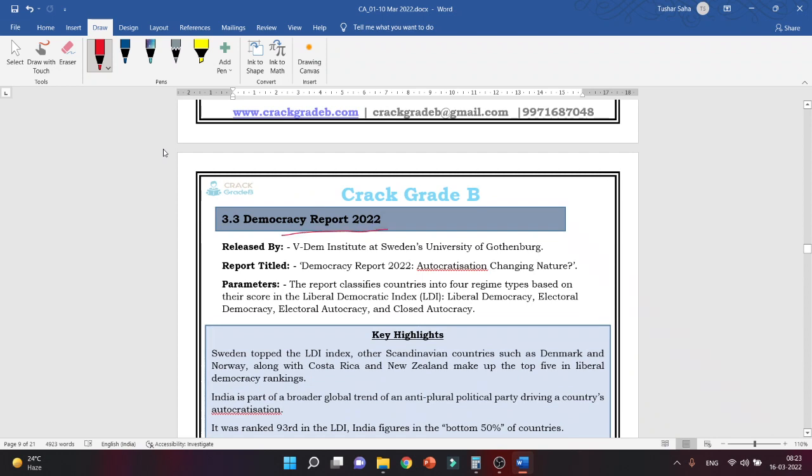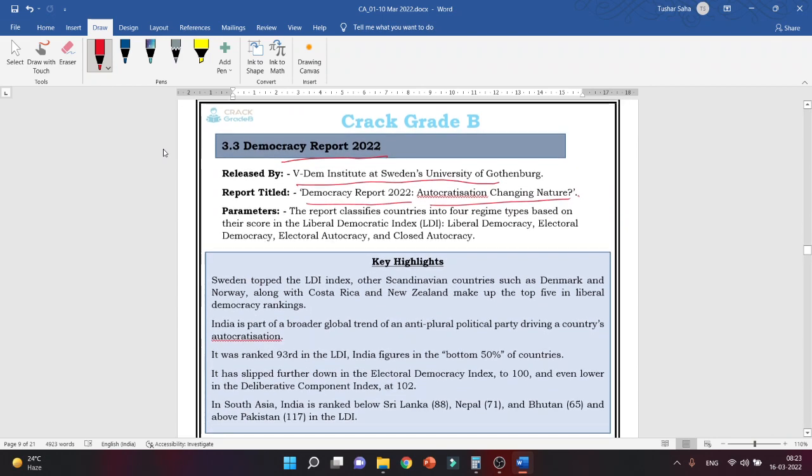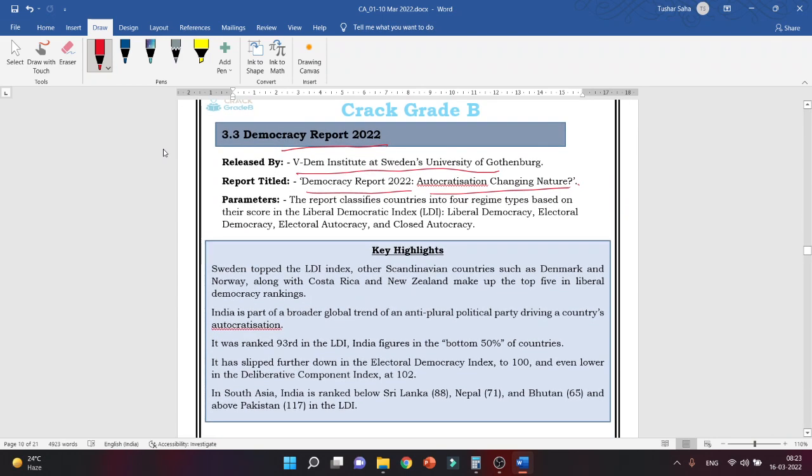Democracy Report 2022. This is very important. This was released by the V-Dem Institute at the University of Gothenburg in Sweden. The title of the report is Democracy Report 2022: Autocratization Changing Nature. The report classifies countries into 4 regimes based on the Liberal Democracy Index: liberal democracy, electoral democracy, electoral autocracy, and closed autocracy. 1, 2, 3, 4. Okay.